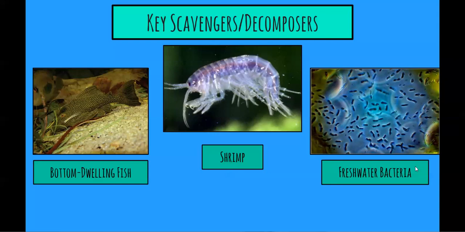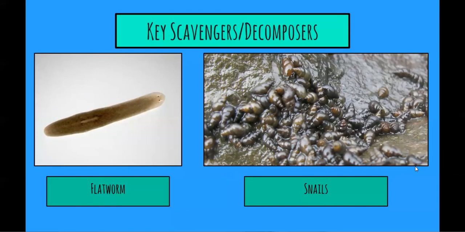Freshwater scavengers and algae-eating fish are well adapted for scraping algae from flat surfaces because they are sucker-mouth bottom feeders that help clean waste. You can see a type of catfish there for the bottom-dwelling fish, shrimp, and freshwater bacteria that all help to decompose waste material. Flatworms and snails also do the same thing. However, snails sometimes can be predators, not just scavengers.